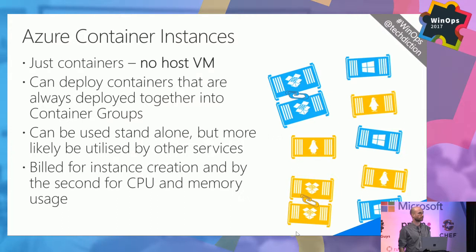Okay, so we've got sidecar containers that are always deployed with our main container. They can be used standalone. We can deploy using ARM templates or from the CLI. But the real intention is for them to be used by other services, and I'll come on to that later. The cool thing is they're billed by the second. Rather than by the minute, just when our container's running, we bill by the second that it's running. And there's a small charge for creation as well.